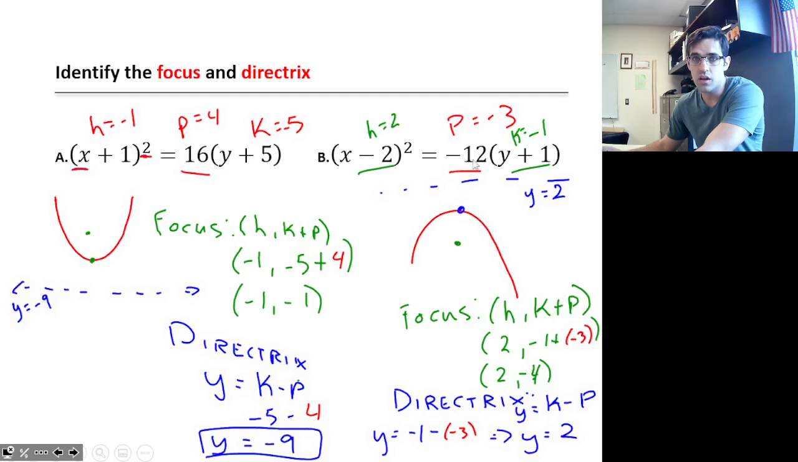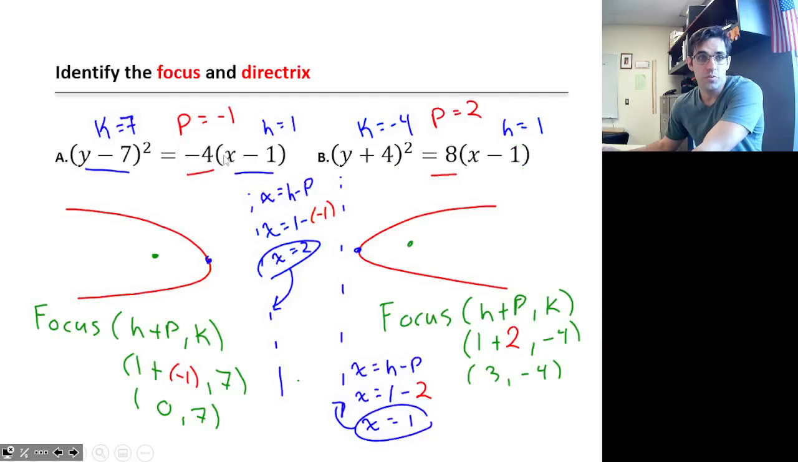Similarly over here, because my p-value is -3 and because I have x squared, I have a parabola that opens down. If I go 3 down from the vertex, that's my focus. If I go 3 up from the vertex, that's going to be my directrix. I know my directrix is above because my p-value is negative and the parabola opens down. And by that same logic, I know the focus is below the vertex. So just subtract 3 to get the focus in this case, and add 3 to get the directrix.